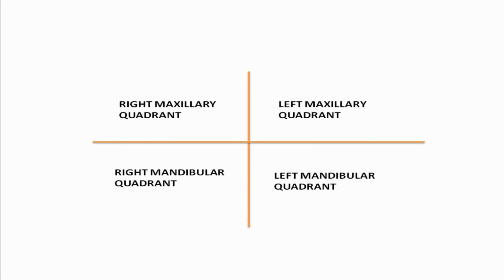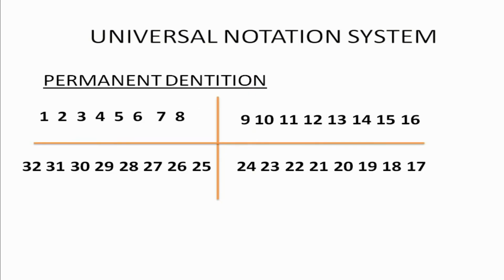So now we are moving towards the universal notation system. For permanent dentition, we have 4 quadrants as I mentioned earlier, and this universal notation system denotes teeth starting from number 1 to 32. Each tooth is assigned a number. The first quadrant is assigned 1 to 8, the second quadrant 9 to 16, the third quadrant 17 to 24, and the fourth quadrant 25 to 32.